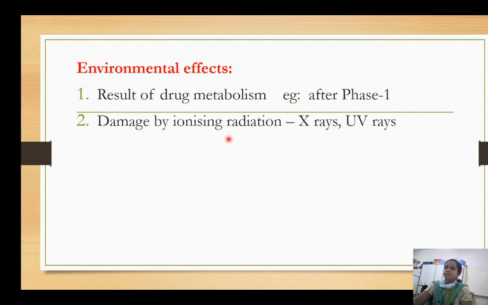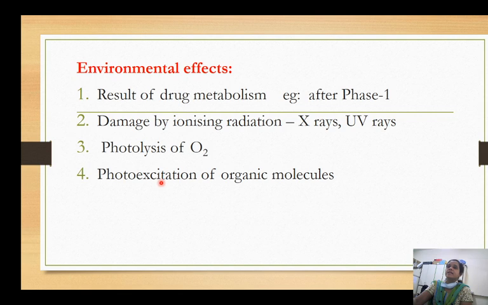Damage by ionizing radiation, X-rays, and UV rays will damage the skin, and that will oxidize the oxygen present in the body into free radicals. Photolysis of water means water will be broken down into H plus and OH minus. Next is photoexcitation of organic molecules. When organic molecules get photoexcited, when they take up one more electron or lose one H plus ion, they will get converted to charged substances.